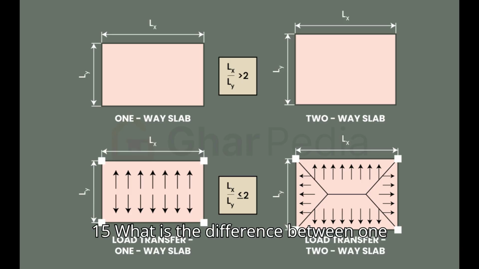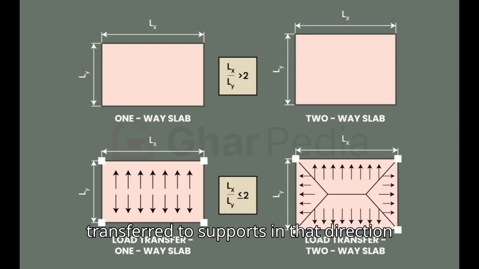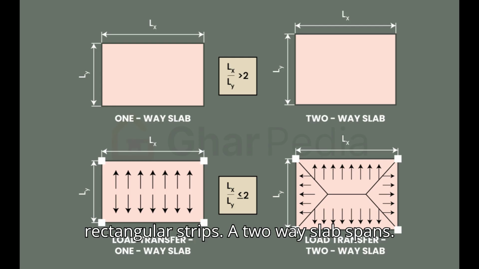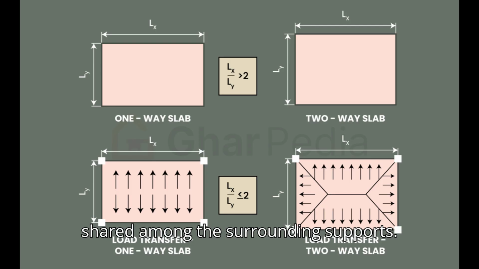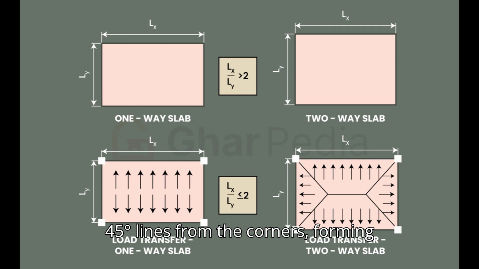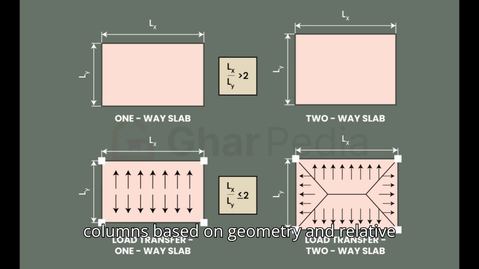15. What is the difference between one-way and two-way slabs, and how are tributary loadings treated differently? A one-way slab spans primarily in one direction, so load is transferred to supports in that direction only, with tributary areas treated as rectangular strips. A two-way slab spans in both directions, and the load is shared among the surrounding supports. Tributary areas are typically divided by 45-degree lines from the corners, forming trapezoidal and triangular regions that distribute load to adjacent beams or columns based on geometry and relative stiffness.